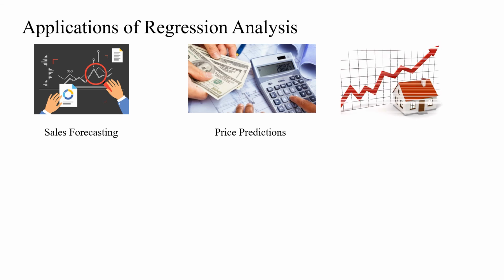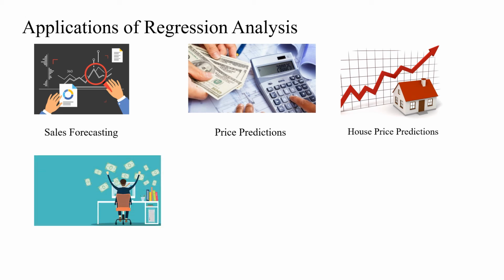Now let us look at another example, that is house price prediction. We have already looked at this, that is, depending upon the age of the building, the number of rooms in the house, the number of bedrooms in the house, the locality of the building, all these factors affect the house price. And using these factors we can create and build a model to predict the house prices.